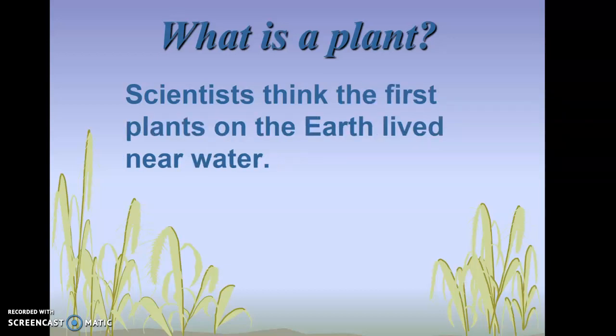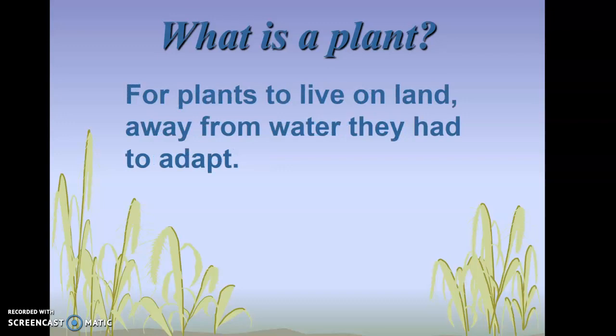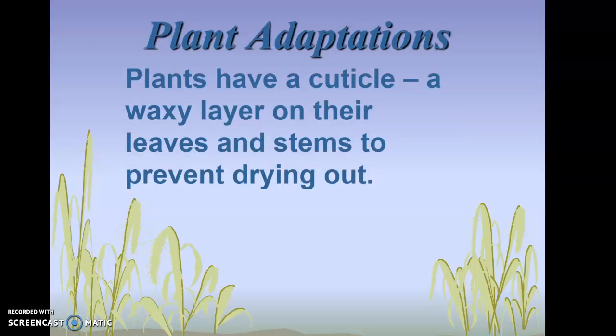Scientists think the first plants on the earth lived near the water. So the earliest plants that scientists have discovered were probably really small, really short, and they lived maybe near a riverbed or a creek bed. For plants to live on land, away from the water, over time they had to adapt. So let's talk about some adaptations plants have that helps them live on land away from water.